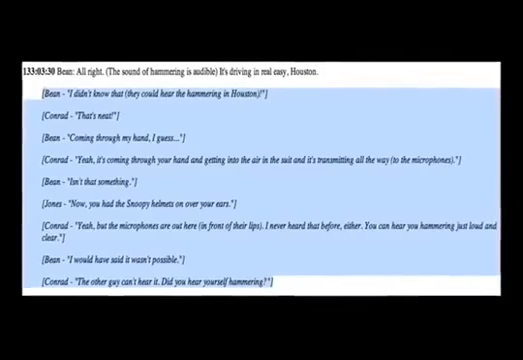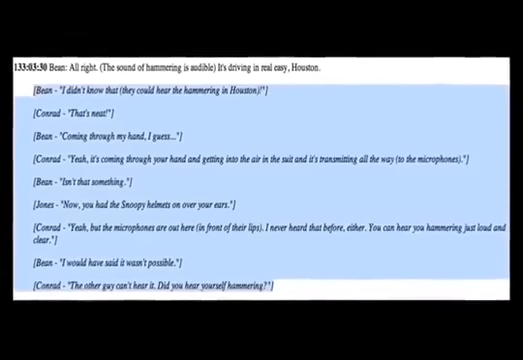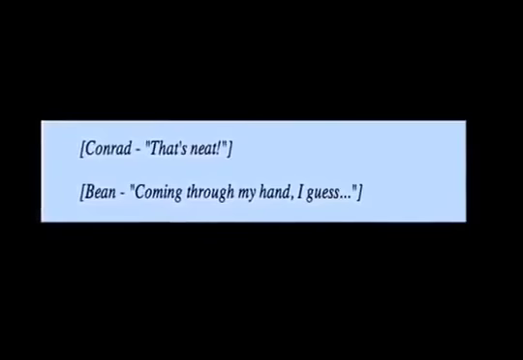This is an interview with Apollo astronauts Alan Bean and Pete Conrad done by the Apollo Lunar Surface Journal. They are once again taking the position that the sound is coming through the hand and transmitting into the microphones in the helmet. Alan Bean says, "I would have said it wasn't possible," and Pete Conrad responds, "The other guy can't hear it."